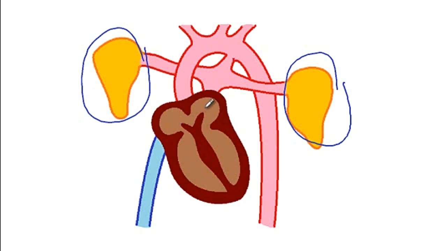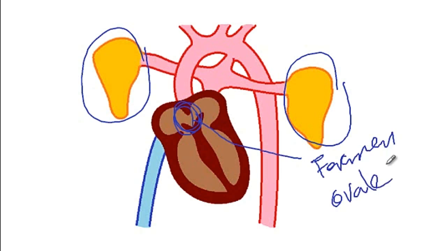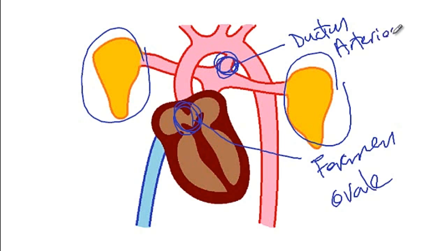the left side. And one is through foramen ovale, which shunts blood away from the right atrium to the left atrium, and the second mechanism is through ductus arteriosus, which shunts blood away from the pulmonary vessels into the aorta.